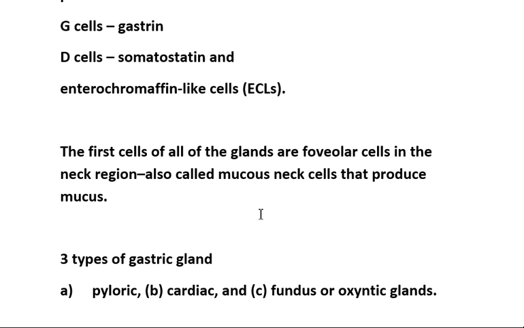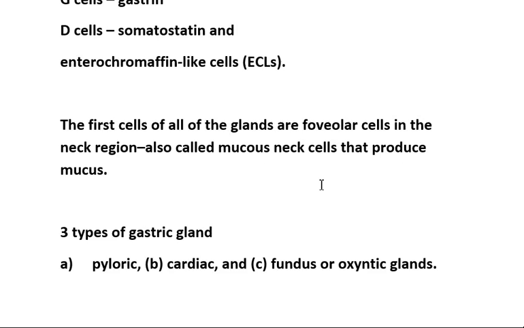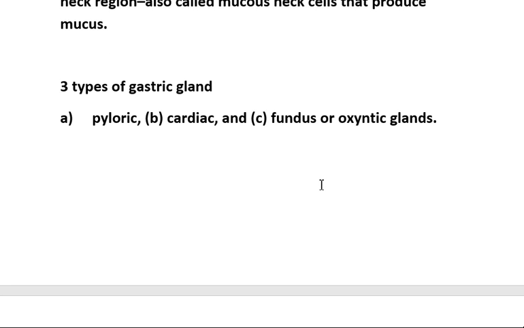See, the first cells of all of the glands are foveolar cells in the neck region, which are also called mucous neck cells. Obviously, they produce mucus. So there are 3 types of gastric glands, which are pyloric, cardiac, and fundus or oxyntic glands.